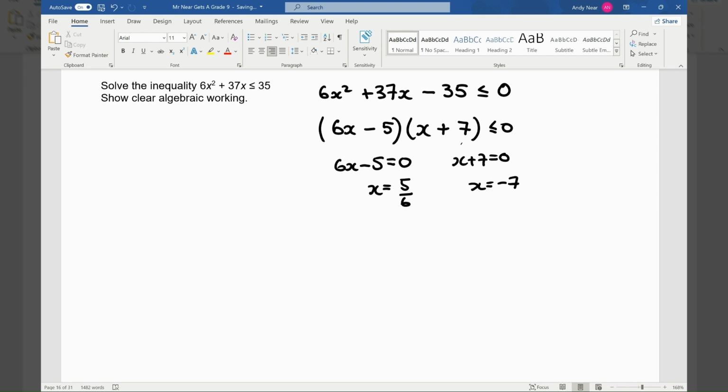Now, because it's a quadratic inequality and it needs to be less than 0, I need to be in between these values, and so my values of x must be greater than or equal to minus 7 and less than or equal to 5/6. And you should write it like this as a single inequality.